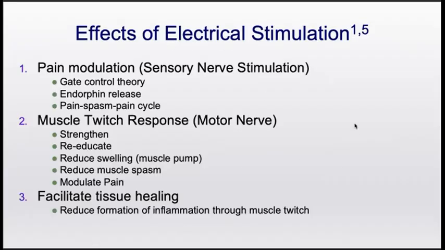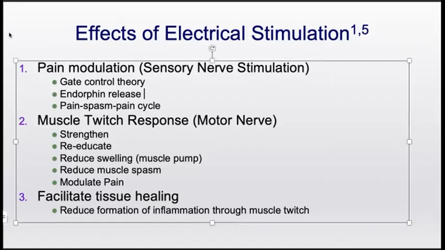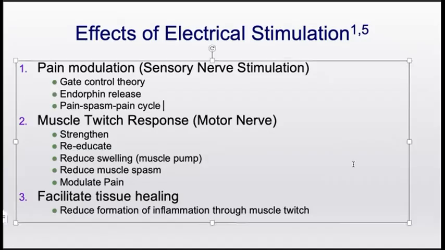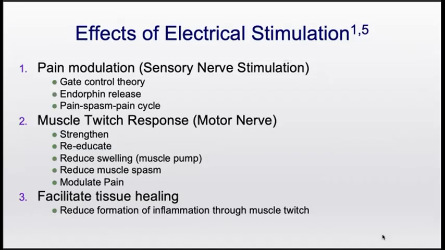So again, you do have these three primary effects or goals of electrical stimulation. The first of which is pain modulation, and this is done through the gate control theory of pain, which we went through in detail in a previous webinar. Endorphin release, so we get basically release of endogenous opioids or painkillers that our bodies make naturally. And then we can also take advantage of the pain spasm pain cycle, which is another pain modulation technique.